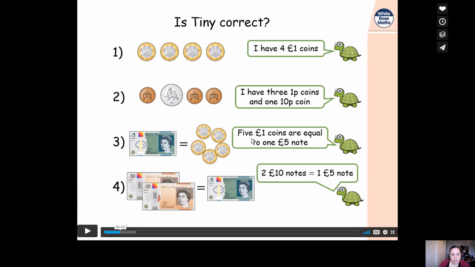5 £1 coins, look, he's got the equals in the middle. He's saying that this amount here is the same as this amount here in terms of value. And then we've got another one with equals here, number 4. 2 £10 notes are the same as 1 £5 note. Let's find out.